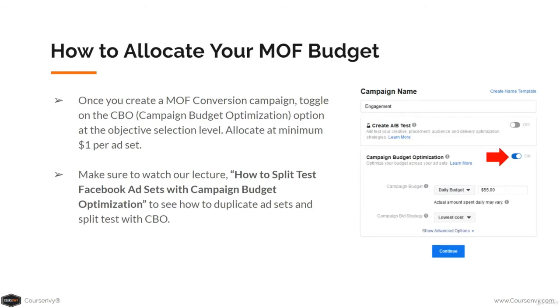So once you create your middle of funnel conversion campaign, again, toggle on CBO with a minimum of $1 per ad set. Again, watch that split test Facebook ad sets with campaign budget optimization to learn how to duplicate ad sets.